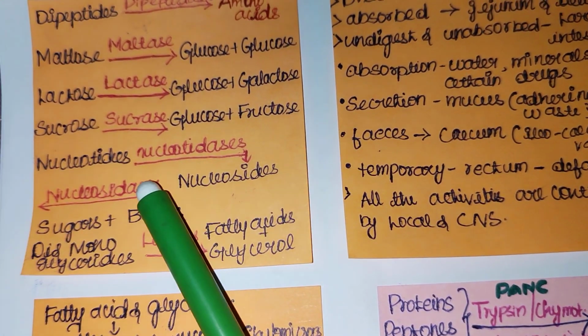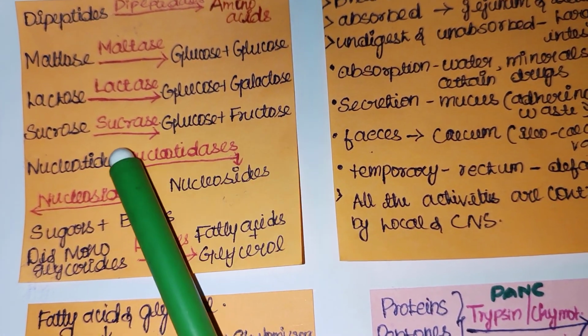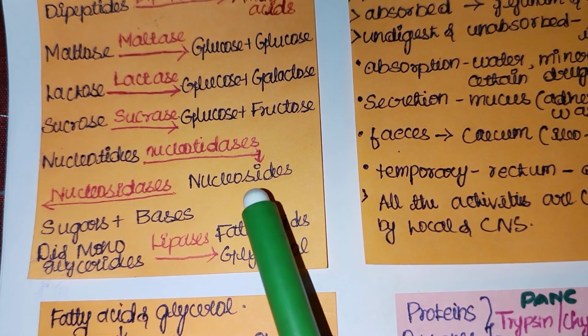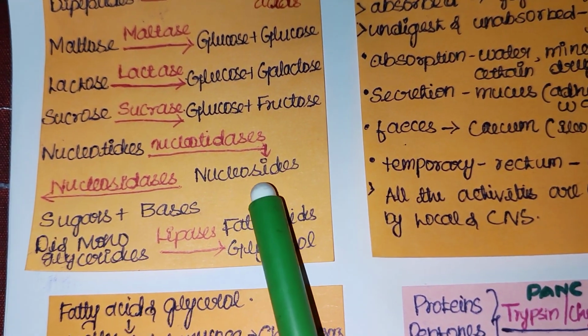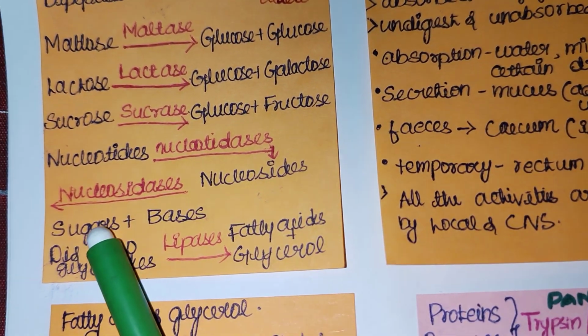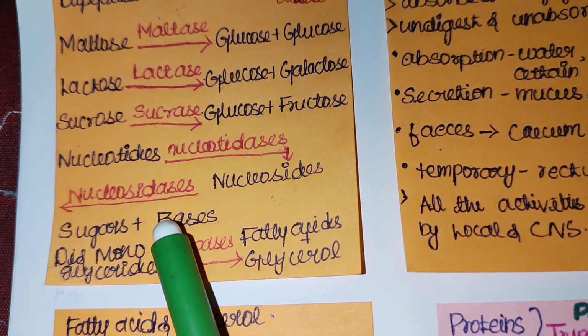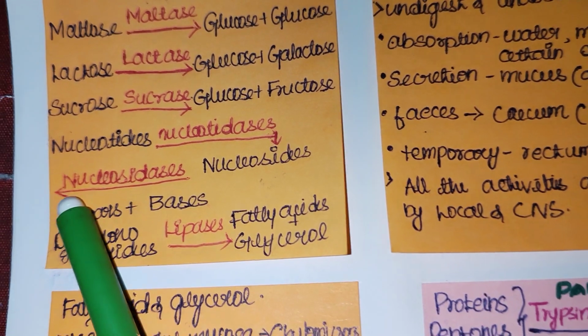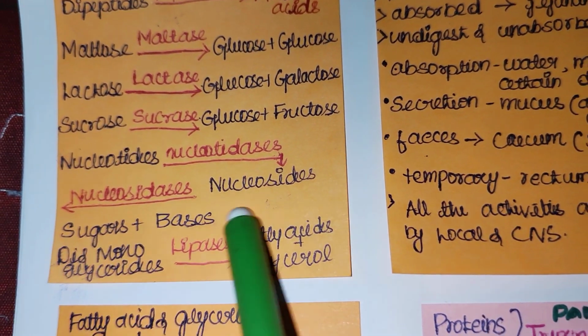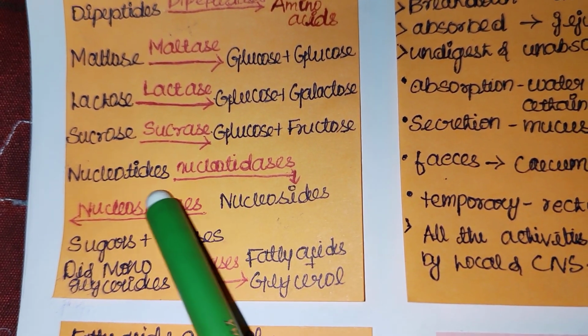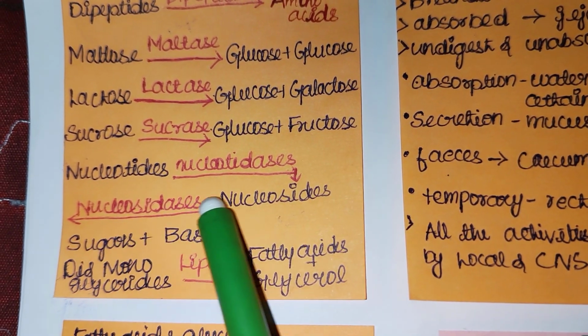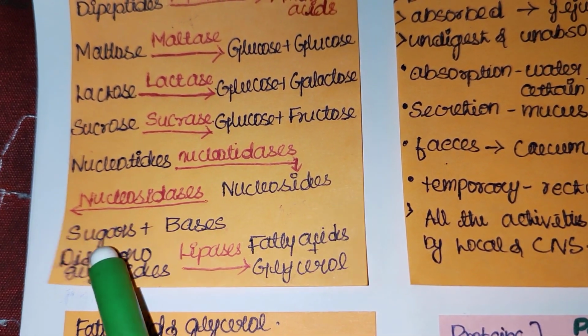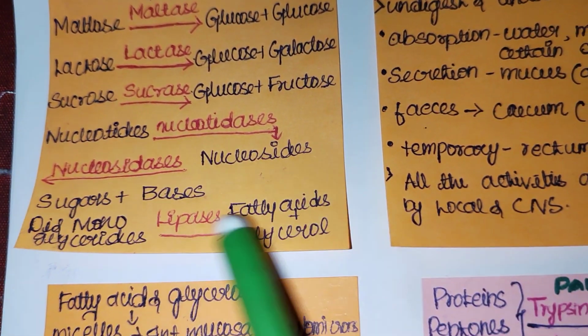Now the nucleotides. The nucleotides will be acted upon by nucleotidases, which will convert them into nucleosides. Now the nucleosides will be split into sugars and bases using nucleosidases. Please note these words down, it might be confusing. This is nucleotidases and this is nucleosidases. Okay, it will end up as sugar and bases, which is the basic form.